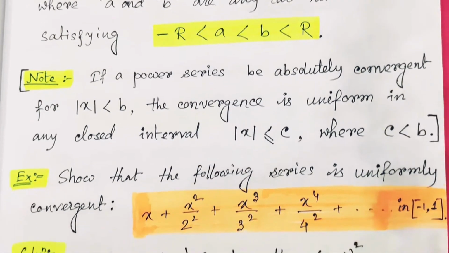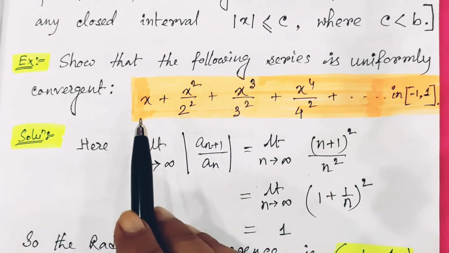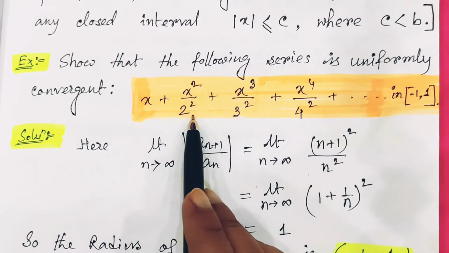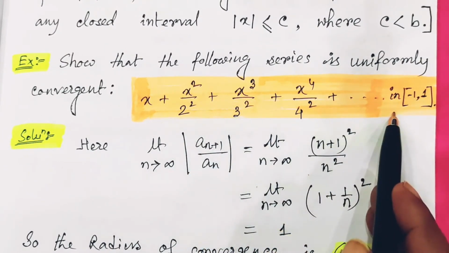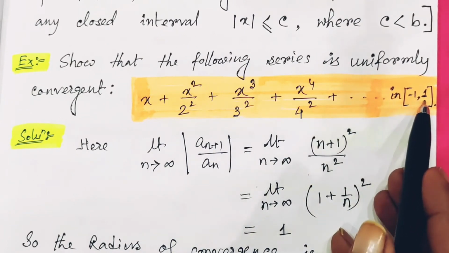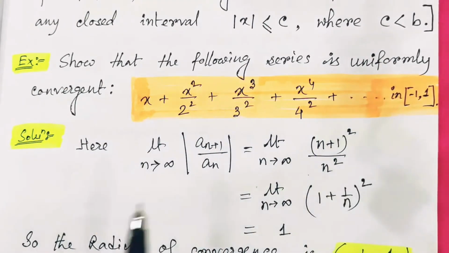Now, with an example, we will illustrate this. The given example is the power series x plus x square by 2 square plus x cube by 3 square plus x to the power 4 by 4 square, and so on. We are verifying whether, within the interval minus 1 to plus 1, the series is uniformly convergent or not.